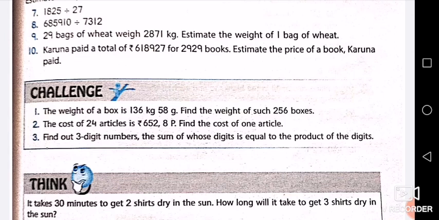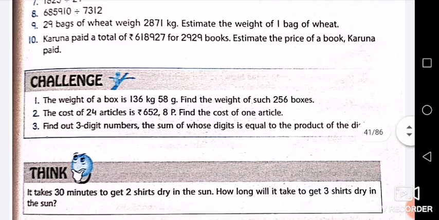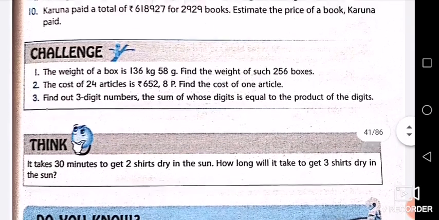Now come to challenges. Now challenges we will do tomorrow. All 3 questions of challenges we will take tomorrow. Now come to think.